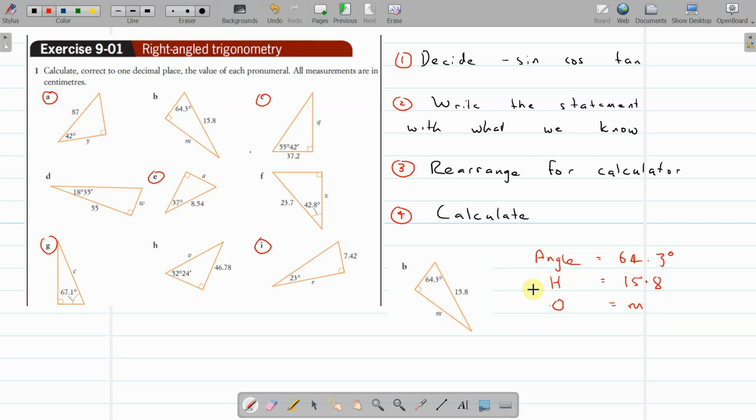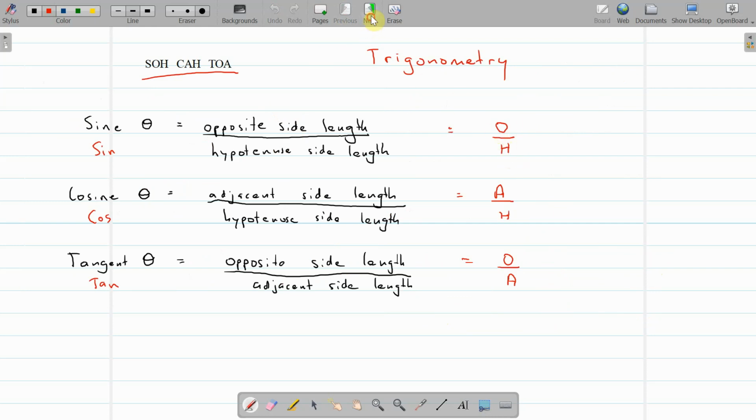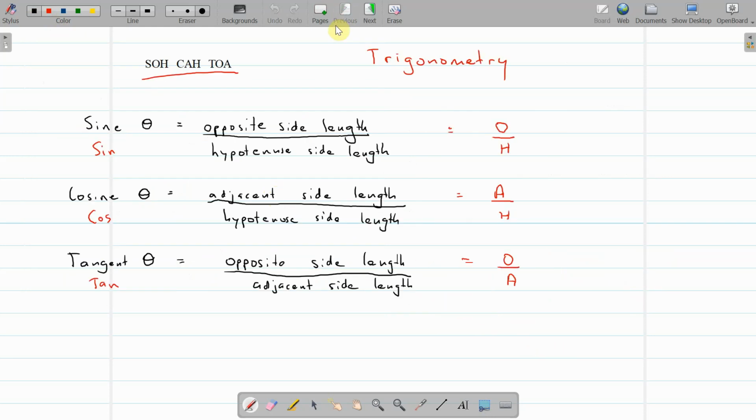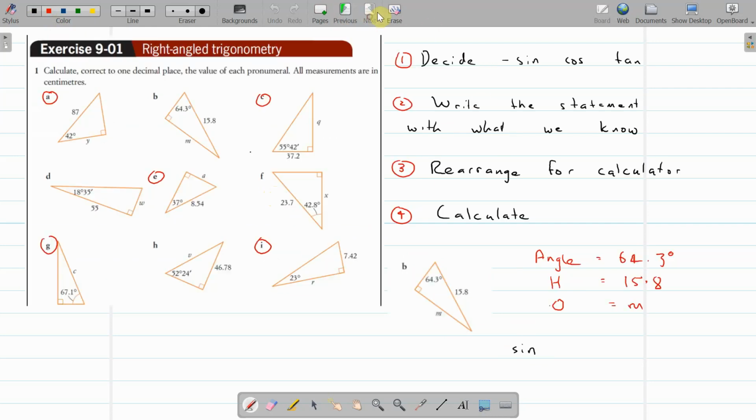Equals M. Now going by this, the decision of which one of these 3 has got to be sine, because that's the only one that uses O and H. So it's got to be sine we use, because we'd have trouble if we picked anything else. Because it's got the opposite side there, the choice is made: sine. That's the first thing you do, going by the evidence, which one of these have we got to use in the question. So now we've decided sine for this one. I think it's the same for E and H.